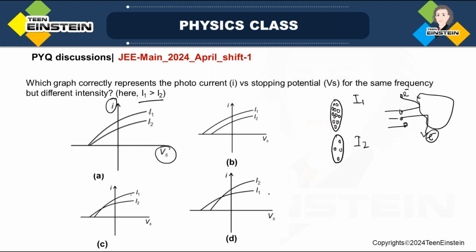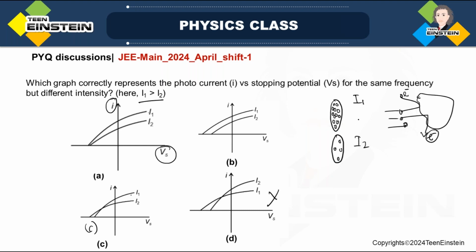But the current is less here for I1, so this is not true. I can leave this option D. Now I have option C, option A, option B. These all seem to be correct according to the explanation of the intensity and current relation.